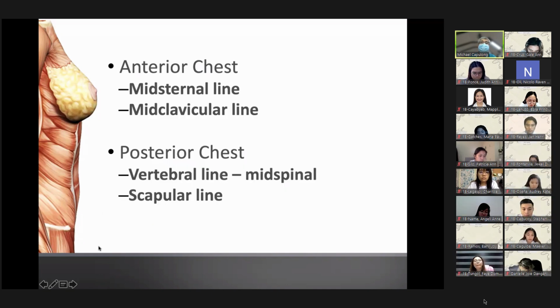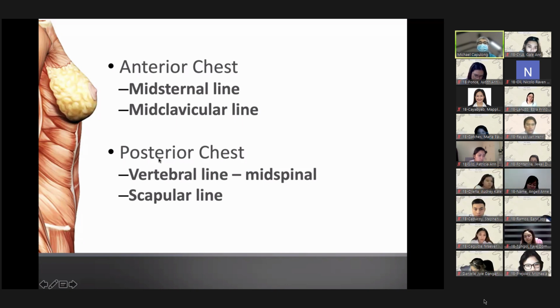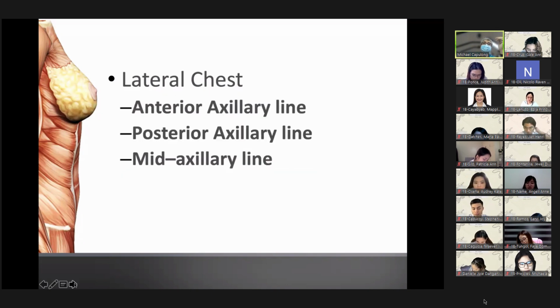Now, as I've said, no, so in the anterior chest, you have a mid-sternal line and a mid-clavicular line. In the posterior chest, you have your vertebral line or mid-spinal, an imaginary line that will traverse the body of your vertebra, dividing the back into equal portions, and the scapular line. Okay, so the scapular line would be the lines that are synonymous to your mid-clavicular lines that will divide the back into unequal sides. In the lateral chest, you have your axillary lines.